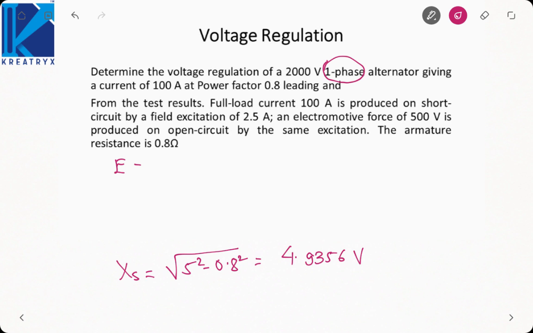Now the next step is to calculate the EMF in order to determine the voltage regulation. If you want to calculate by phasor, it shall be 2000 plus current, which is 100 ampere at 0.8 power factor leading, so 0.8 corresponds to an angle of 36.86, into ZS, which is 0.8 plus J, sorry, this will be in ohm.